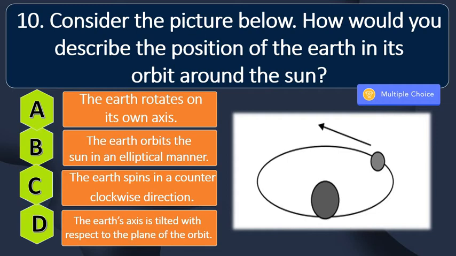Consider the picture below. How would you describe the position of the Earth in its orbit around the Sun? A. The Earth rotates on its own axis. B. The Earth orbits the Sun in an elliptical manner. C. The Earth spins in a counterclockwise direction. And D. The Earth's axis is tilted with respect to the plane of the orbit. And you're correct. The Earth spins in a counterclockwise direction, and that is letter C.